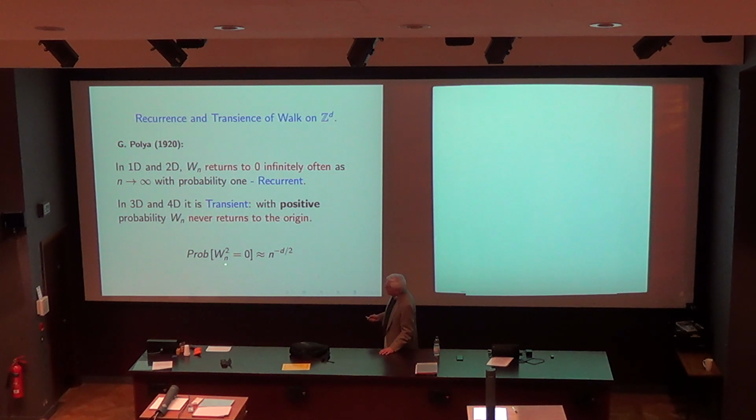So here's a little statement. The probability after n steps that it comes back to the origin is proportional to n, the number of steps, to the power of minus d over 2. So you'll see that it's summable if d is bigger than 2, but it's not if d is 2 or 1. So that's a very basic property which we'll see in other contexts.